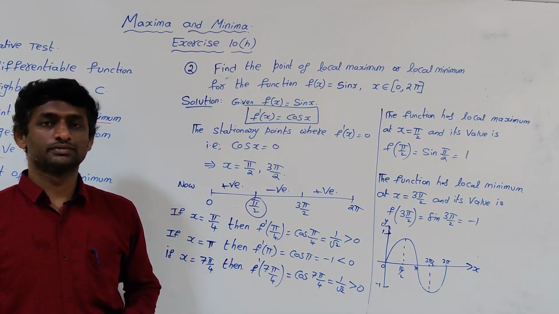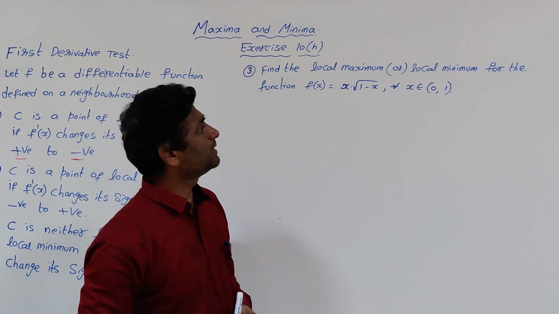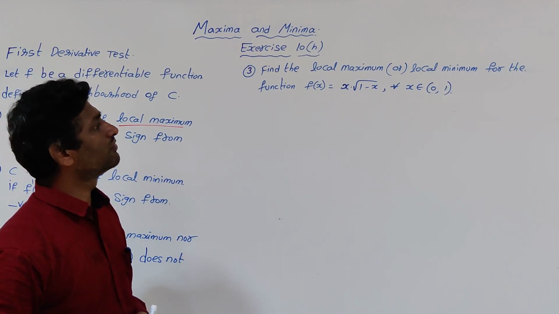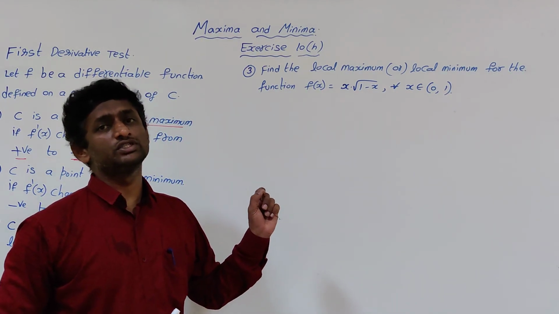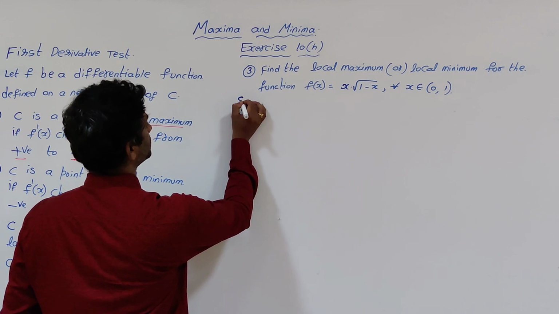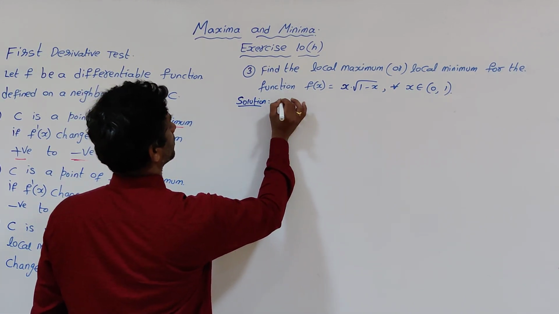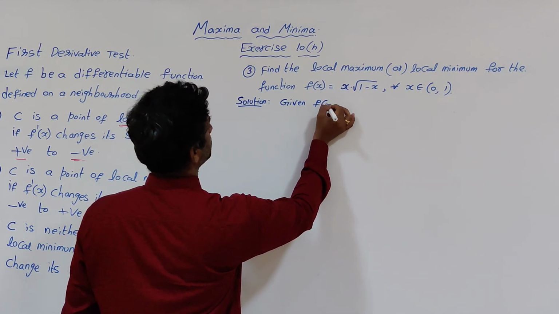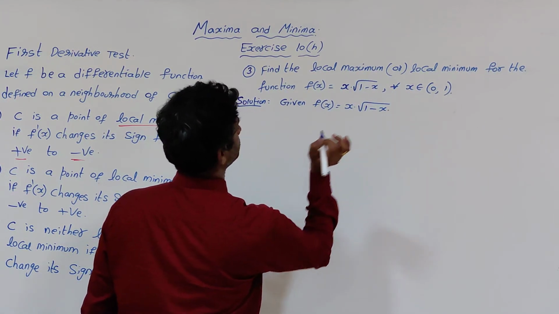Next problem please. The next problem is: find the local maximum or local minimum for the function f of x is equal to x into under root of 1 minus x, for all x belonging to the open interval 0 to 1. Now, solution. Given f of x is equal to x into square root of 1 minus x.